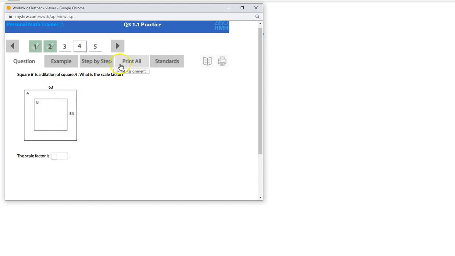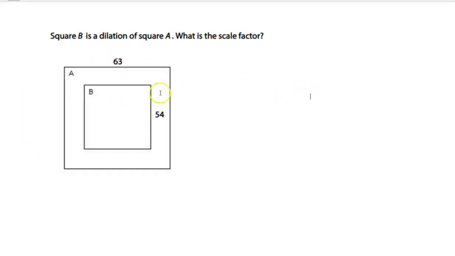Okay, so our goal is to find, if square B is a dilation of square A, then what's the scale factor? Okay, so square B is a dilation of square A. So what that means, the order in which we say things now is important. Square B is a dilation. That means you are doing something to square A. So square A is the old image. That is the original image. And you do something, it's going to be giving us a new shape of square B.